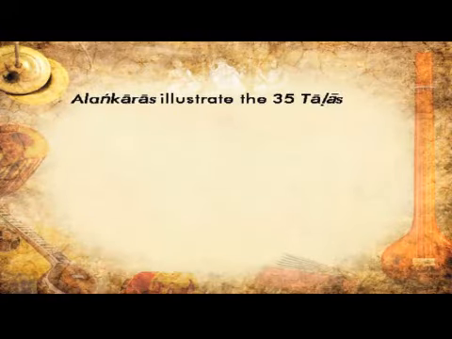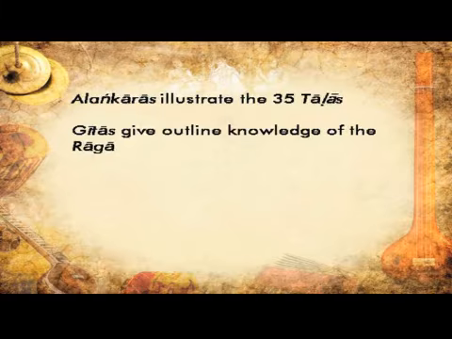Firstly, in technical forms, the melodic aspect is the important factor and the sahitya is of minor importance. Herein, sahitya is merely an aid to remember the music. Secondly, these compositions illustrate some technical aspects of music. Alankaras illustrate the 35 talas. The Gitas help a student get an outline knowledge of the raga in which it is composed.